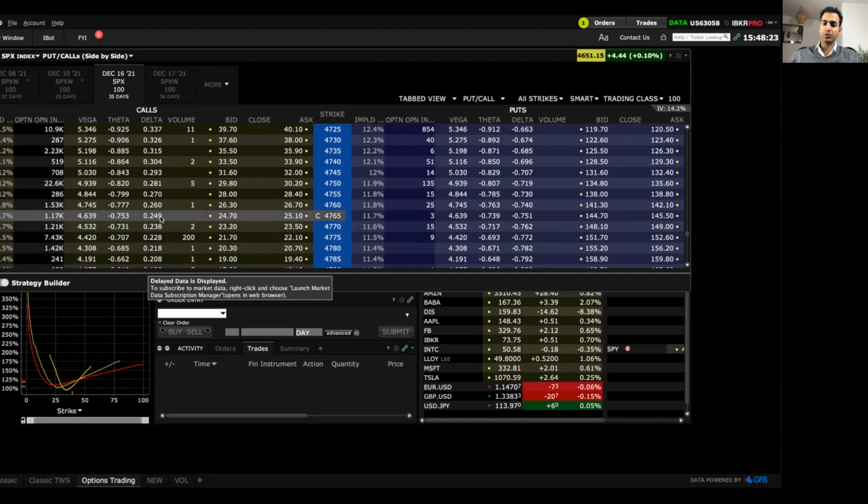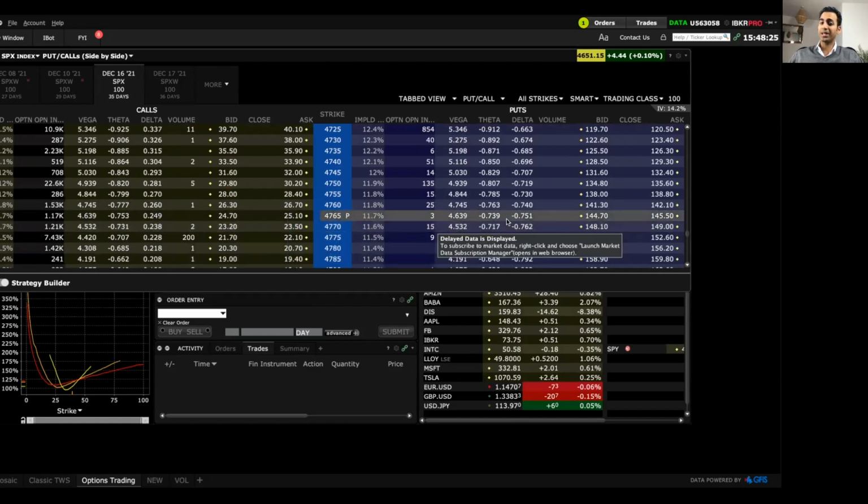Now that very same strike put option, that would be an in-the-money put. What do we know about in-the-money options? They have a delta that is greater than 0.5. So you can see that that put option has got a delta of minus 0.75.